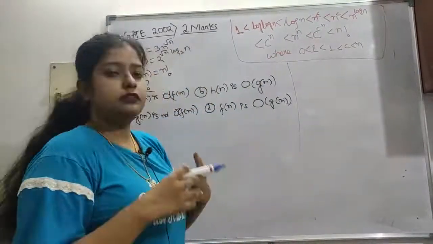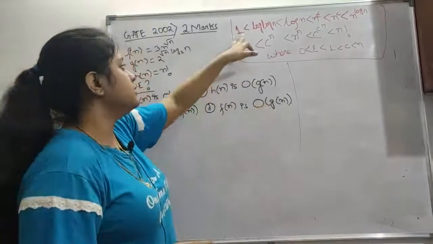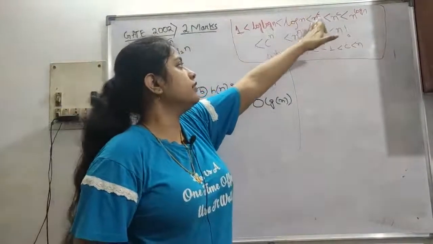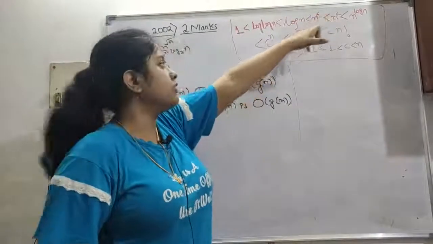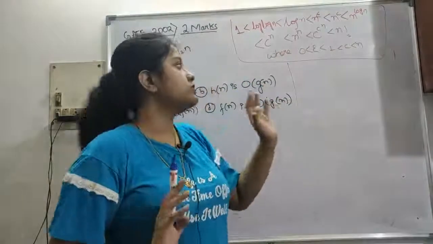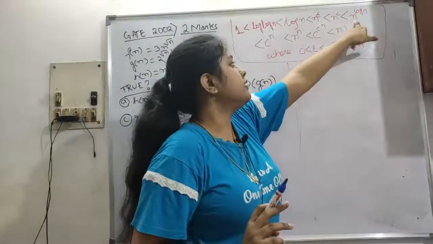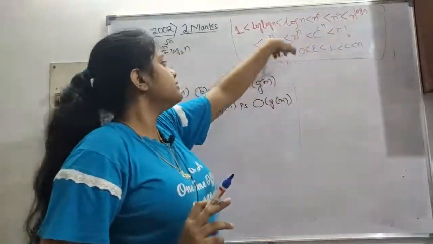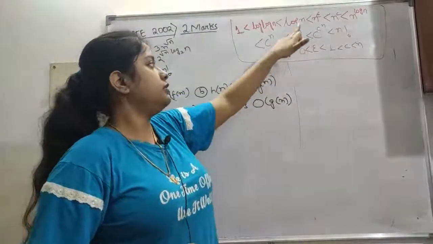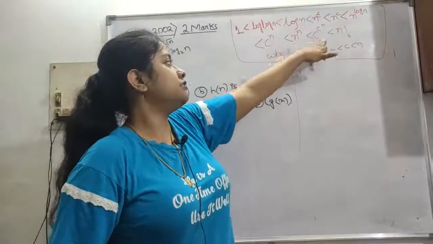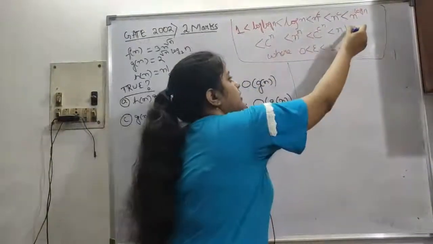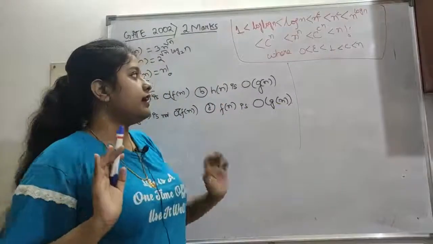So I will suggest you the same. Here you can see 1 is less than log n, less than n to the power epsilon, which is less than n to the power c, c is any constant, then that is less than n to the power log n, which is less than c to the power n. C is a constant, and then n to the power n, which is less than n factorial. So n factorial is the highest, it has the highest time.